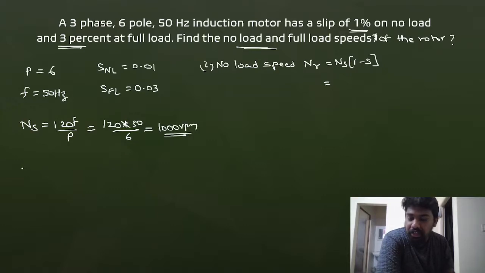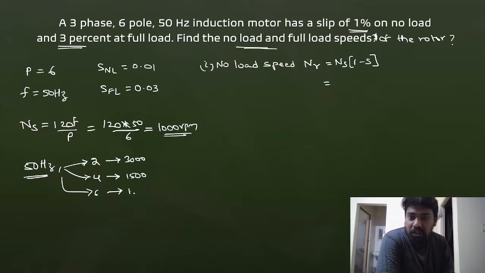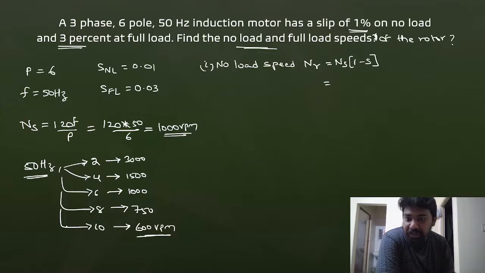Please do remember these things, because we won't get time to calculate all these silly things. For 50 Hz, 2 pole it will be 3000 RPM, 4 pole it will be 1500 RPM, 6 pole it will be 1000 RPM, and 8 pole it will be 750 RPM. What is it for 10 pole? It should be 600 RPM. These are the synchronous speeds corresponding to 50 Hz, using 120 F by P.